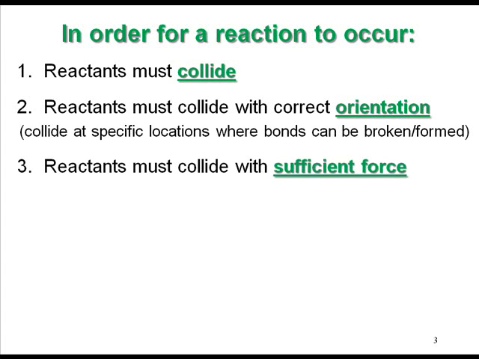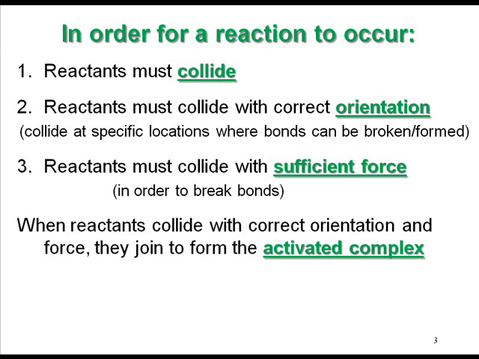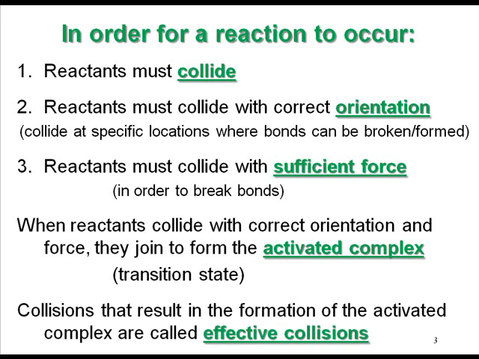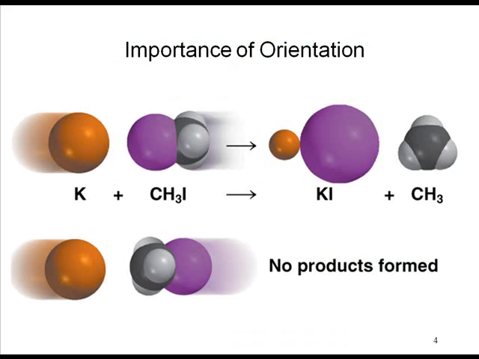There has to be enough force. Often you can have a collision which is like a fender bender, and not too much damage or not too much force gets applied between the molecules. So the speed of the collision has to be very, very high. When you do have the correct orientation and they have enough force, then the two molecules form what is called an activated complex. And it's this activated complex that transitions it from the reactants into the products. When that happens, it's referred to as an effective collision.